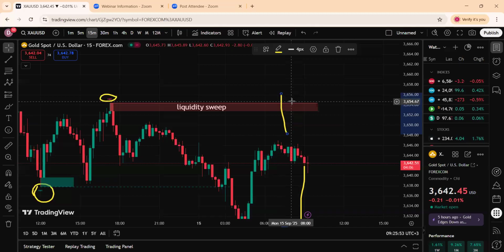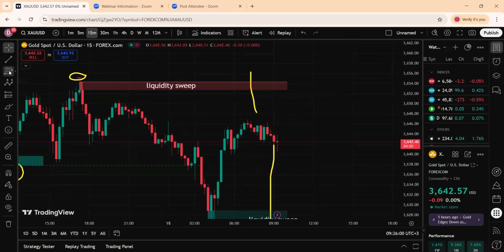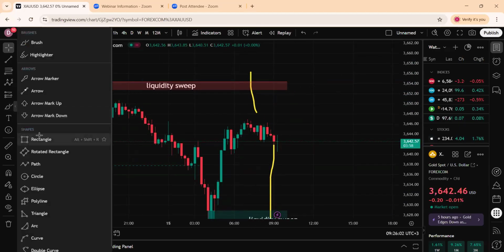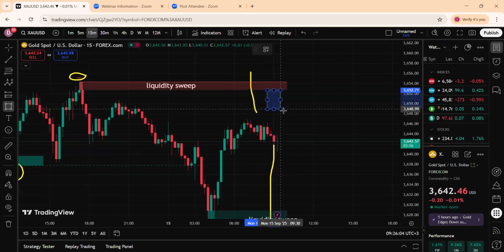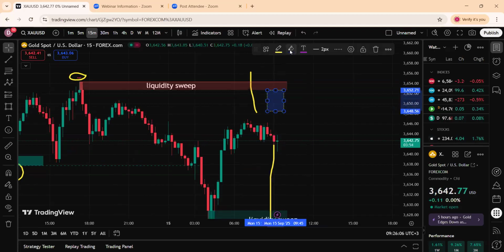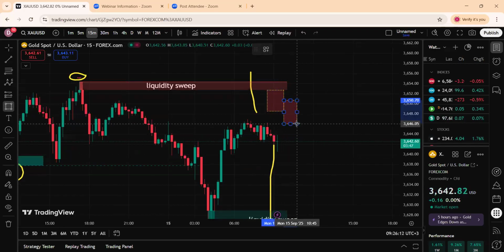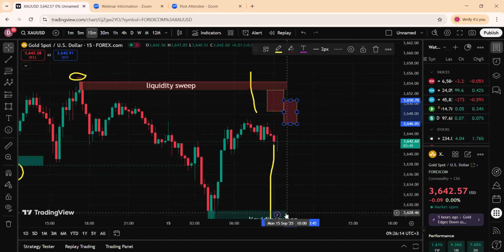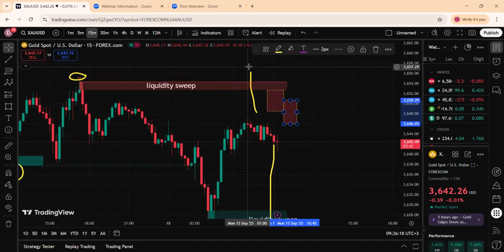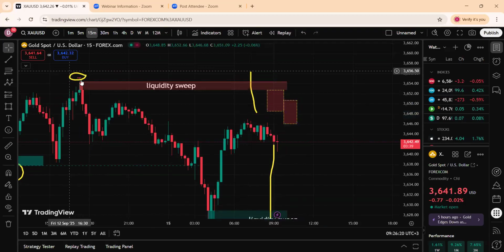But we said if it breaks with a body, we continue buying. If the market sweeps this liquidity with a wick, then we see a candle rejection. We see a bearish candle here, a red candle. You can enter with the second or third one for a sell, targeting your support. So it means the market has already taken this money.